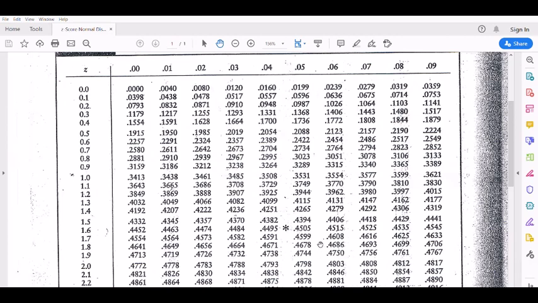So 0.4695, and it's not quite there. It's between these. So what is 0.4695 closer to? 93 or 99? Well, 95 would be 2 away from this value, but it'd be 4 away from this value, which means it's closer to here, which is a z-score. Go to the left is 1.8, go up 7, so 1.87. And it'd be a negative because you're to the left.